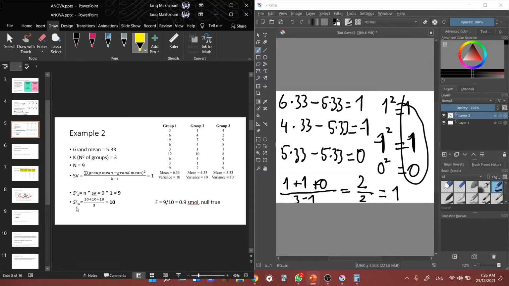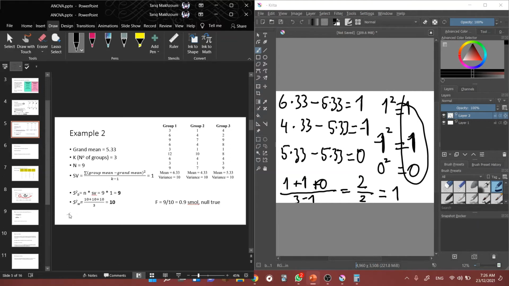As for our between group variance, is our sample size for each of the three groups. So that's 9. So there's 9 patients in group 1, 9 in group 2, 9 in group 3. Then we multiply that by the sampling variance. Okay? And so 9, which is our sample size, times the sampling variance 1, that's going to be 9.